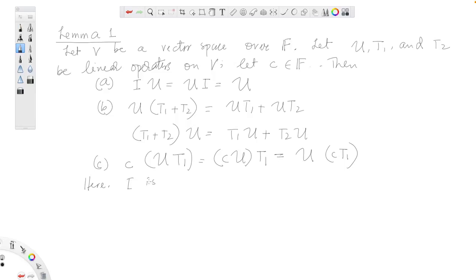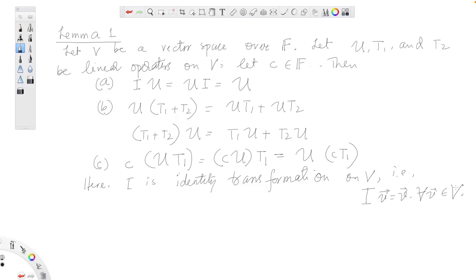I is the identity transformation on V, that is, I of v is equal to v for all v in the vector space V.